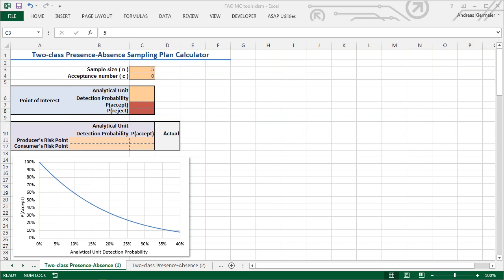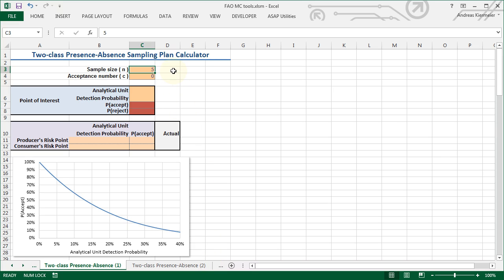In this video, we'll have a look at the process of determining a sample size for two-class presence-absence sampling plans using the two-class presence-absence number 1 calculator. The calculator in the two-class presence-absence number 2 tab is equivalent to this one, except that you can also specify the analytical unit amount as part of the calculation.